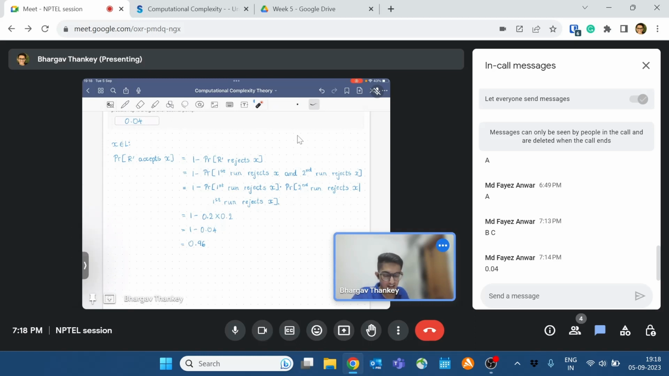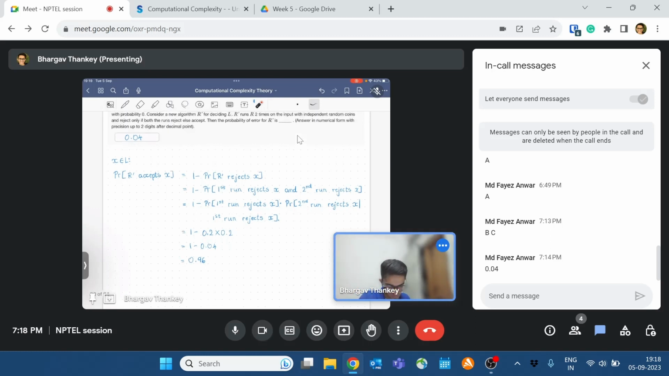Yeah, okay. That said, some people and even some books would just write probability second run rejects X. But even when they write that, what they mean is this, because second run rejecting makes no sense if we don't even run the algorithm for a second time. Another way to write this is second run rejects X and second run was indeed carried out, right? Yeah.